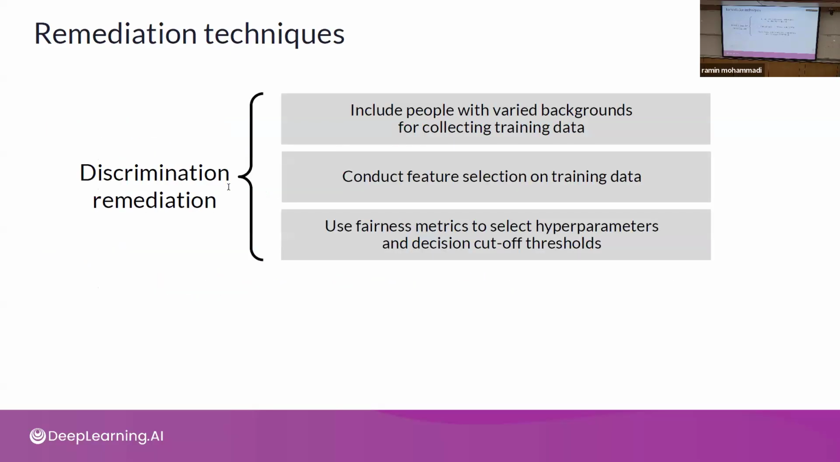So then the other thing about remediation is discrimination remediation. The idea is to be sure that you include people from different backgrounds if you're doing data collection. Be sure that you do feature selection, and use fairness indicators or fairness metrics when you want to select hyperparameters or thresholds, to ensure that your model is fair.